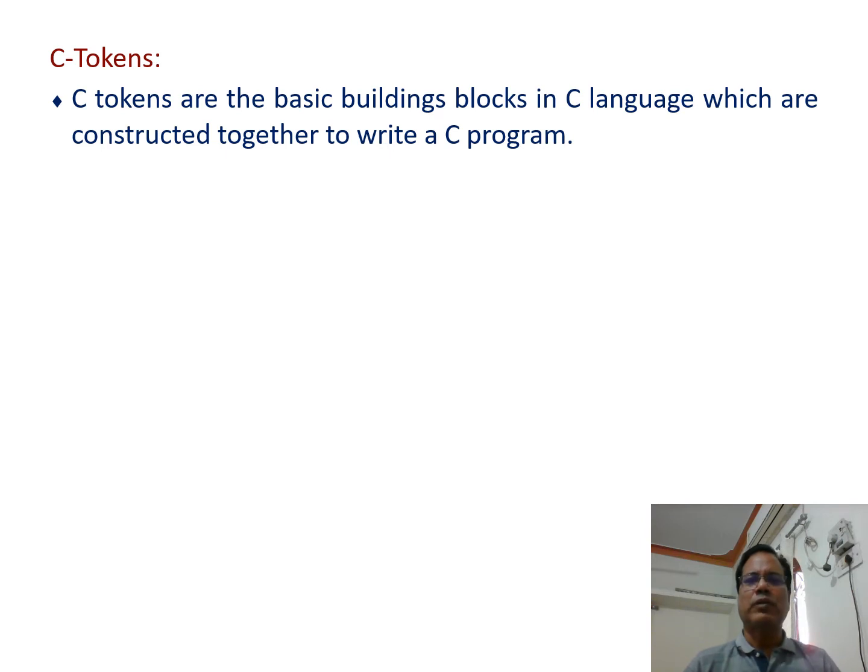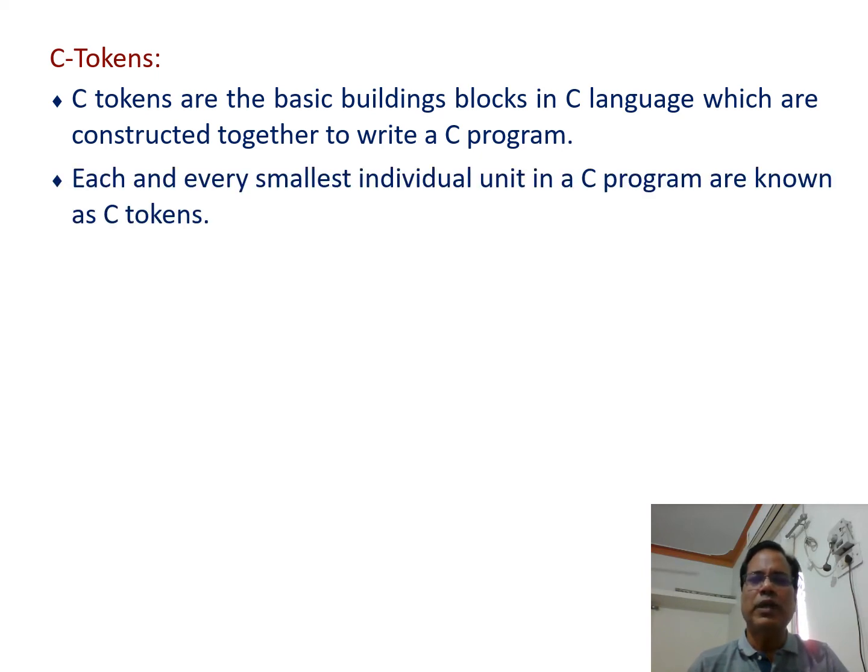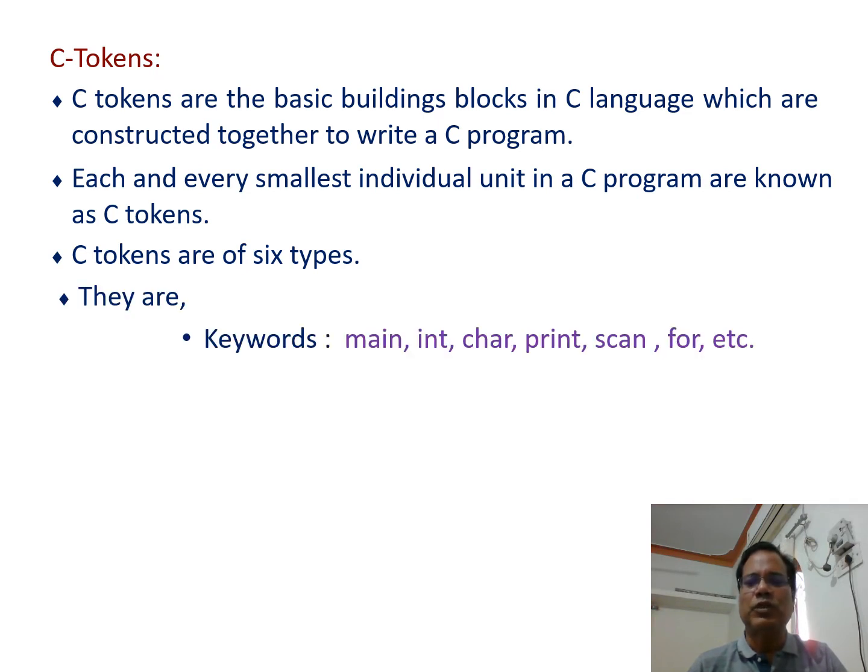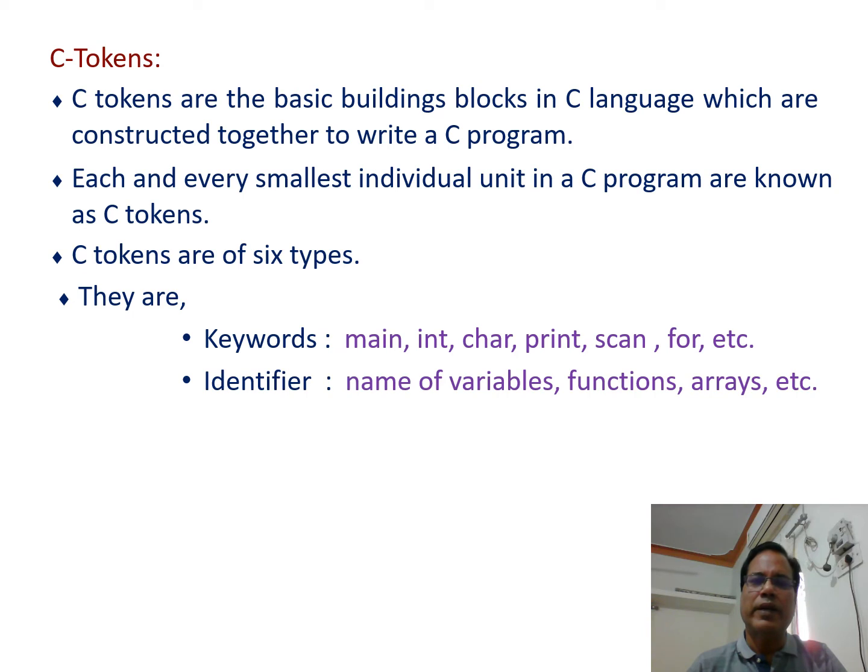C tokens. What are C tokens? C tokens are the basic building blocks in the C language which are put together to write a C program. Each and every smallest individual unit in a C program is known as a C token. C tokens are of 6 types. They are keywords. Some examples of keywords are main, int, char, printf, scanf, for, etc. Identifier: name of a variable, function, array, etc.